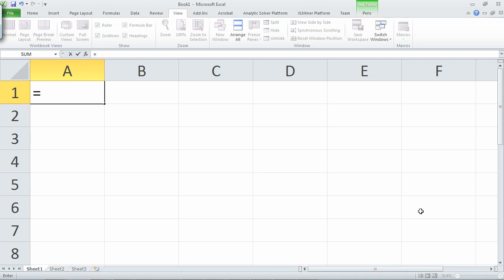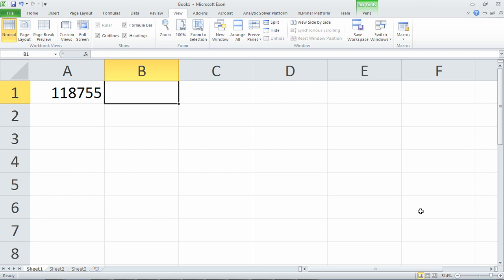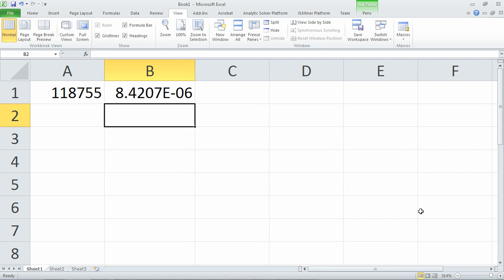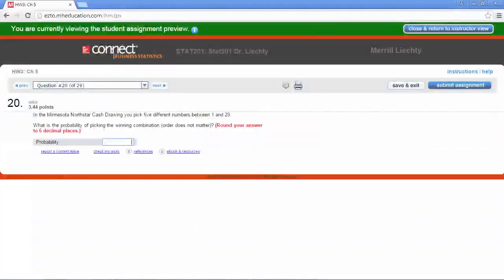This is going to be equal to 1 divided by, well, I'll do the COMBIN 29 comma 5 first. So how many different numbers are there? There are 118,755 possible tickets or combinations, and so we're going to take 1 divided by that number, and that's going to be the answer we're looking for. I'm just going to copy that and go over to Connect, and paste it directly in there. Control C is copy, Control V is paste.